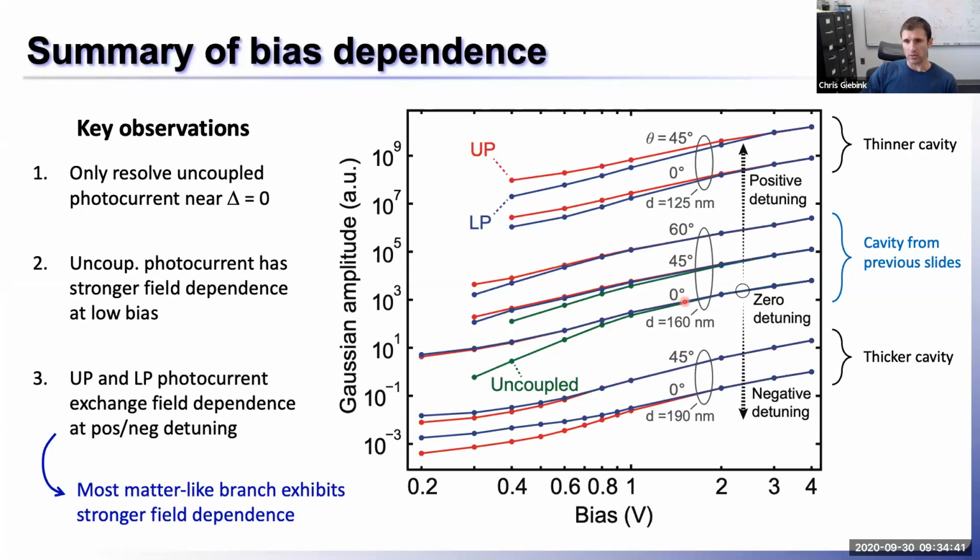And that changes as you increase the detuning, for example, by increasing the angle for the same cavity. We lose the observation of the uncoupled excitation, and the polariton peaks start to exhibit a different field dependence at low bias. If we increase the positive detuning even more by growing a thinner cavity, 125 nanometers in this case, we see that the lower polariton exhibits the stronger field dependence as compared to the upper polariton. And if we go to negative detuning by growing a thicker cavity, we see that reverse. The upper polariton has the stronger field dependence as compared to the lower polariton. So the key takeaways from this are, one, that we can only resolve.